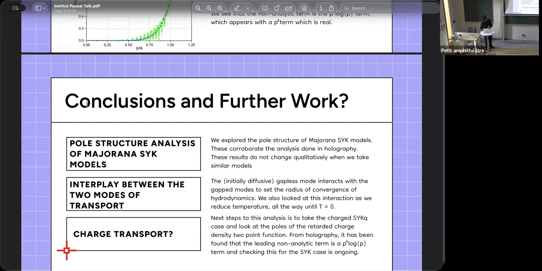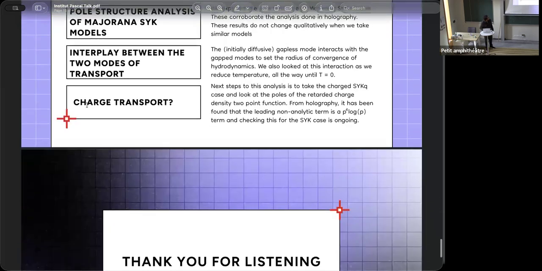And the next step is to look at, instead of having these Majorana fermions, having charged fermions, and see what happens to the retarded charge density 2-point function. This is where we hope to have a stronger connection with holography, because in the holography case, I think it's already shown that p to the 4 log p is going to be the first non-analytic term in this hydrodynamic expansion, and trying to see if it's going to be the same in the SYK case is sort of a check on the calculations. And thank you.